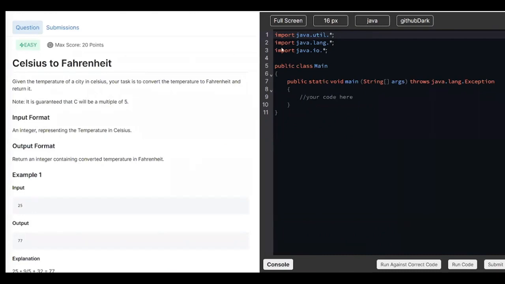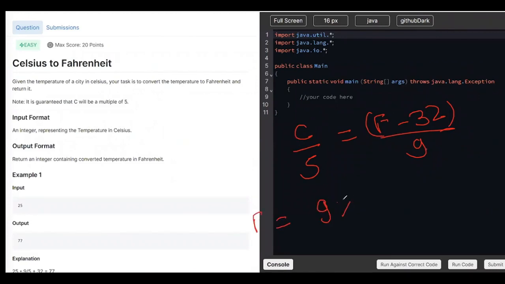Okay. So guys, what was the formula? C by 5 is equal to F minus 32 by 9. This is the formula, right? So what does it say, guys? I know the temperature in Celsius. I want to convert it into Fahrenheit. So let's get the expression for F. So F will be equal to, send 9 here, so 9 into C by 5 plus 32.